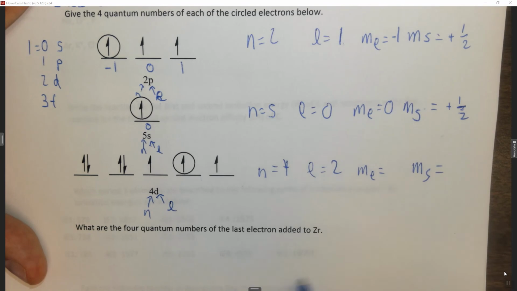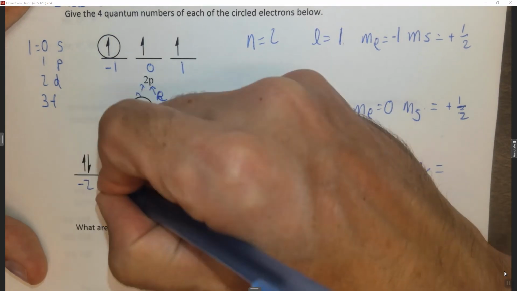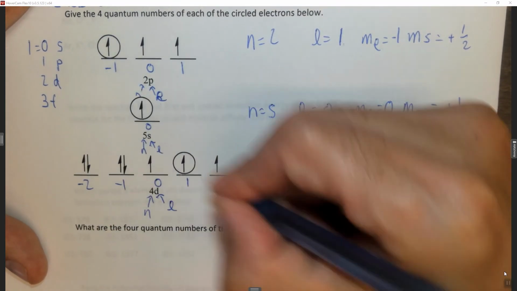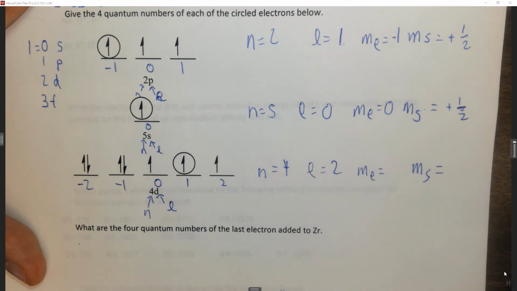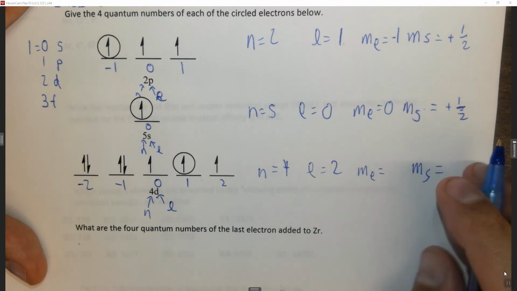Now we need to find the m sub L. Well, what are the possible values of m sub L if L is 2? -2, -1, 0, 1, and 2. Said another way, there's 5 possible values, and there's 5 orbitals. Okay, these two things are related. So -2, -1, 0, 1, and 2. I just labeled them from left to right, because that's just how I do it.